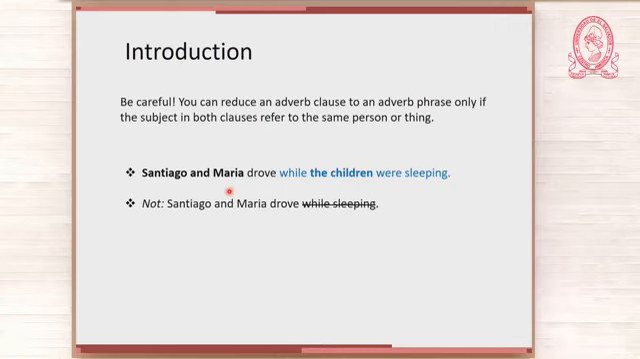So you cannot reduce the clause to an adverb phrase. Look at this. Imagine I insist and I do it. Then you would have Santiago and Maria drove while sleeping. So they were sleeping and they were driving at the same time, and that is not possible. That is illogical. Okay? So you can reduce adverb clauses to adverb phrases only if the subject in both clauses refer to the same person or thing.